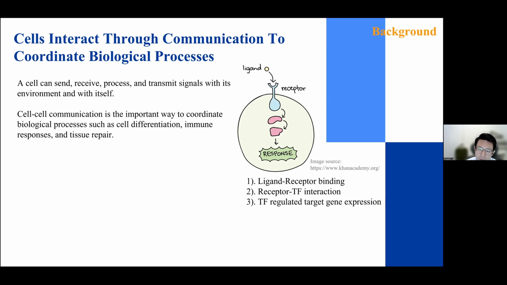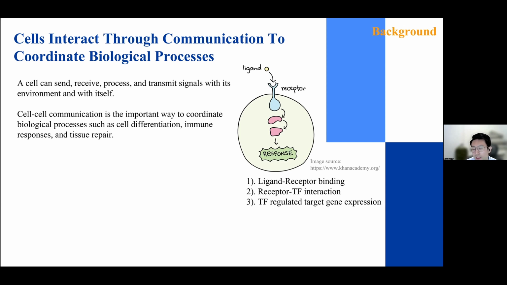If the right ligand finds the corresponding receptor, the ligand can bind to the receptor. And once the ligand binds to the receptor, the receptor is activated. Then the receptor can activate its downstream genes, usually transcription factors, or TF in short. And once the TF is activated, it can regulate the target gene expression.